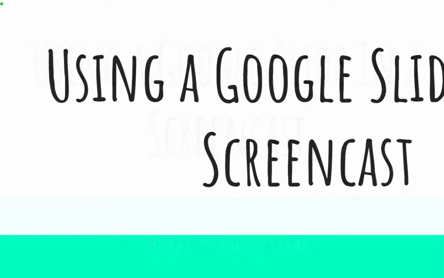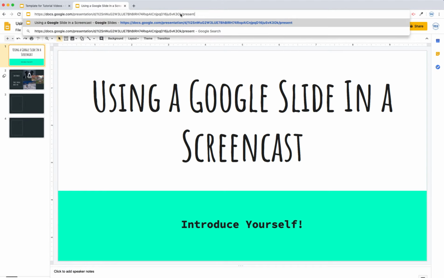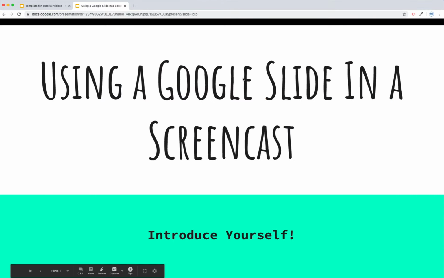So, quick little tool to use when you're making screencasts is to go ahead and go to present in the URL, and then you can use this as a slideshow to present and still have extensions if you need them, bookmarks if you use them, and all of your tabs.